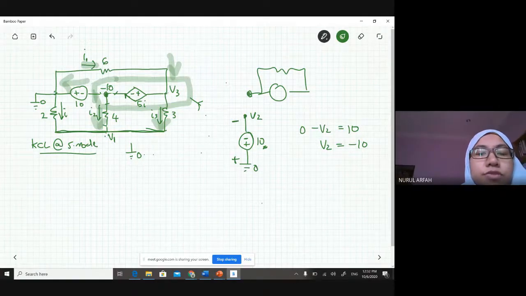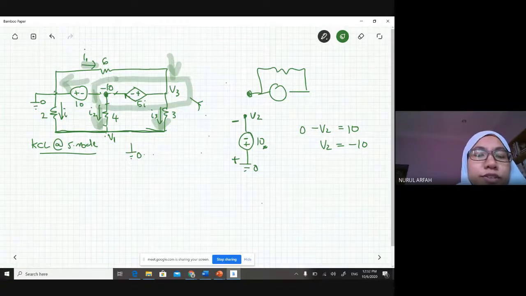But this one also will take your time, because you will consider this part as a difficult part. There is only a 10 volt here, and do you have any current here? No, there's no specific current. But this 10 volt is shared between this loop and this loop, and you cannot use that method.